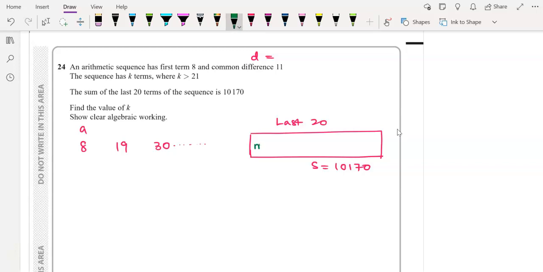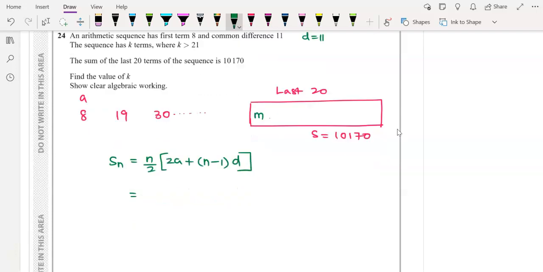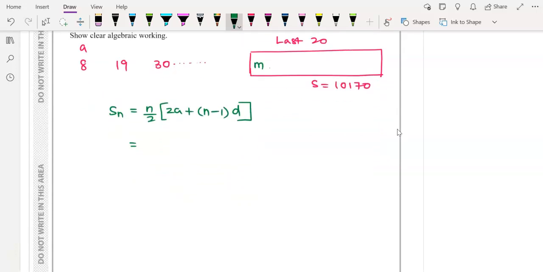Now what we'll do is, we only focus on the last 20 terms. Suppose the first term of the last 20 terms is m. The difference is 11. Let's use the Sn formula. So formula for Sn is n by 2 bracket 2a plus n minus 1 into d. Substitute the values. Sn is 10,170. The number of terms is 20. 2 times the first term of this group, m, plus the number of terms 20 minus 1, and the difference is 11.